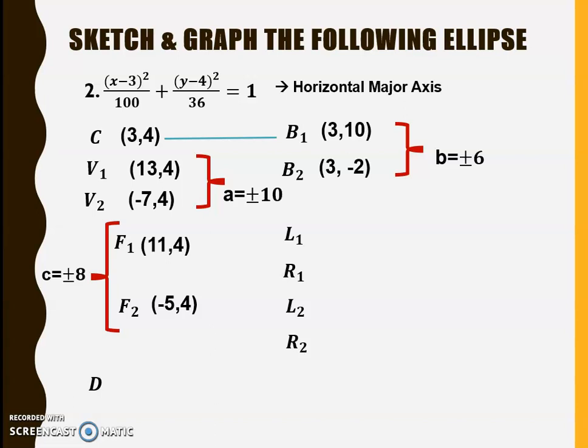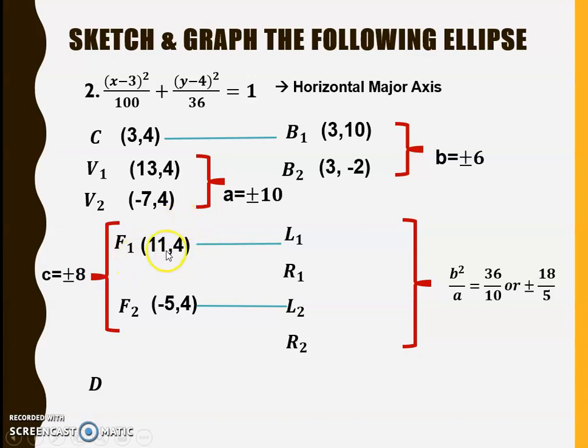Then you also have the latus rectum. The latus rectum is equal to b squared over a, or 36 over 10, which simplifies to 18 over 5. So this will change in y's. All you have to do is copy all the x's for the latus rectum. For the movement of the latus rectum going up, 4 plus 18 over 5 will be 38 over 5.